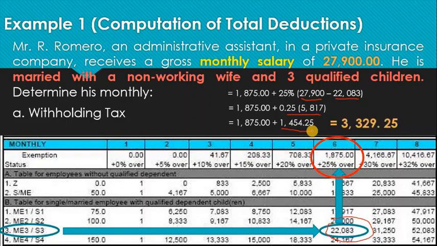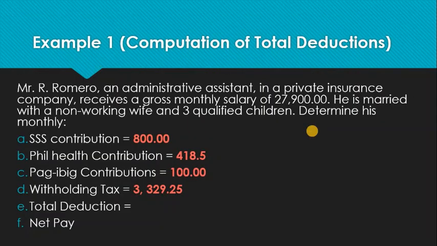And get the sum of the two. Therefore, that is 3,329.25. Therefore, the tax of Mr. Romero is 3,329.25. Okay, so let's go back to the problem. We are done with SSS, which is 800, PhilHealth 418.5, Pag-IBIG 100, and the withholding tax, which is 3,329.25. And we are done with the mandatory deductions, or those mandated by the law.